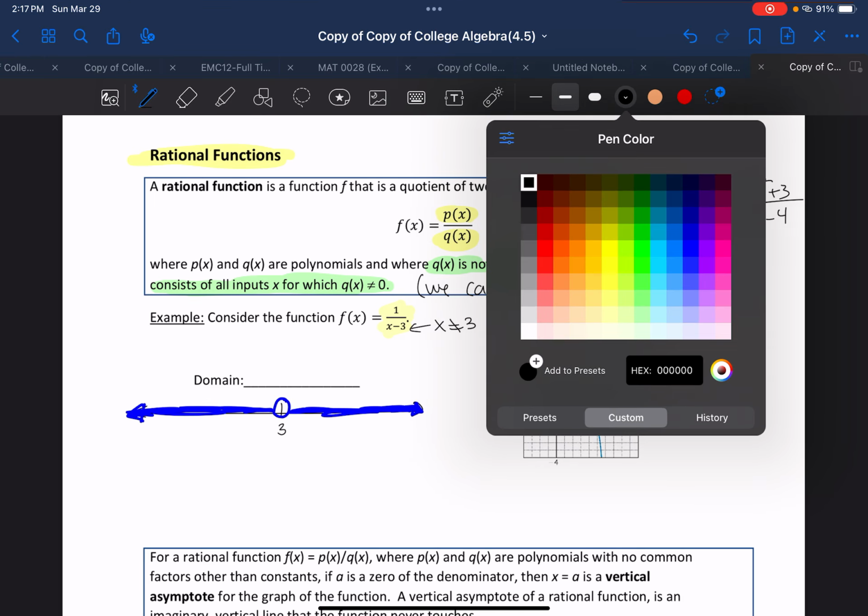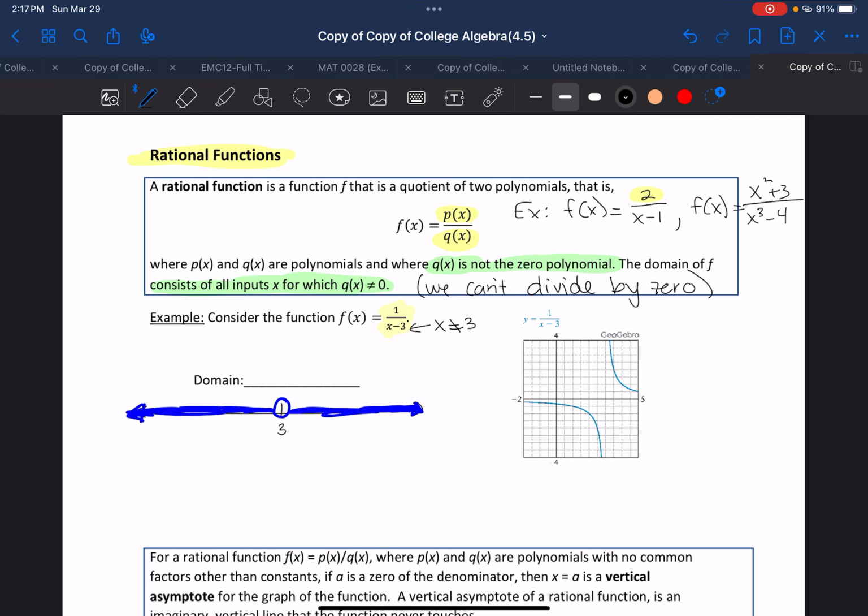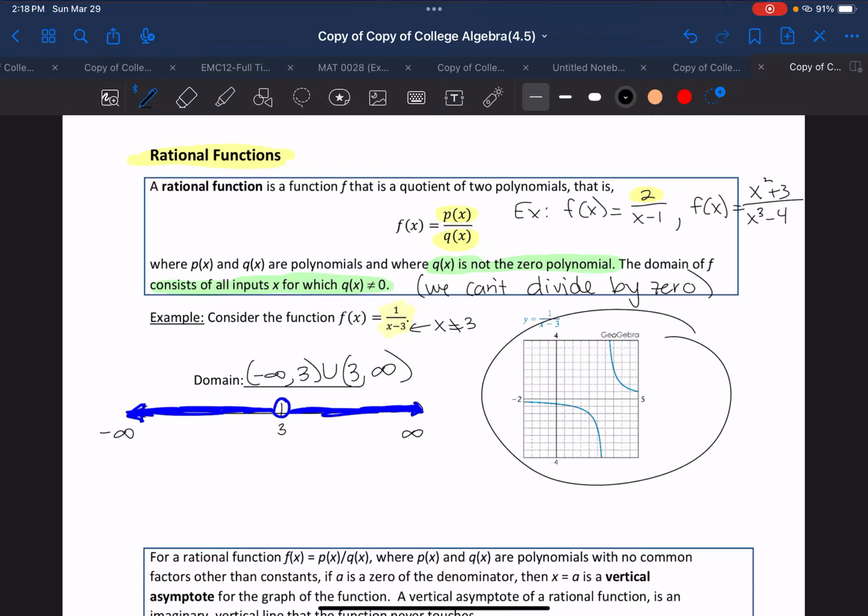So therefore, the interval notation of the domain of this function would be from negative infinity up until that 3 with a parenthesis. And then I need to use my union symbol. And then I would start back at 3 with a parenthesis and go to positive infinity. So that is what my domain would be in interval notation. Okay, so like I said, I do have the picture of this graph here.